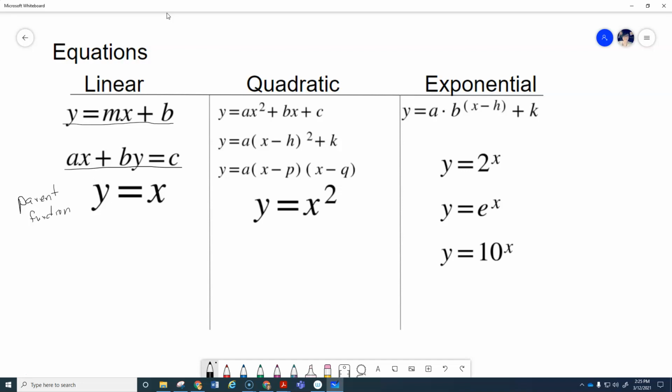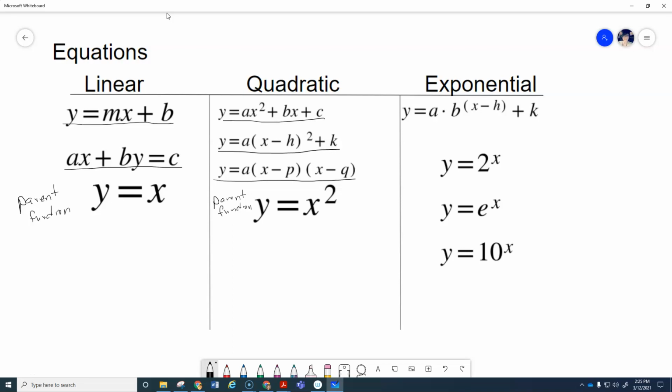Our quadratics, we've got the standard form up here. Here's the standard form. This is the vertex form. This is the factored form. And this is the parent function for a quadratic. Most students do not have any trouble telling these two apart. And the reason is because the quadratic parent function has this 2 up here.